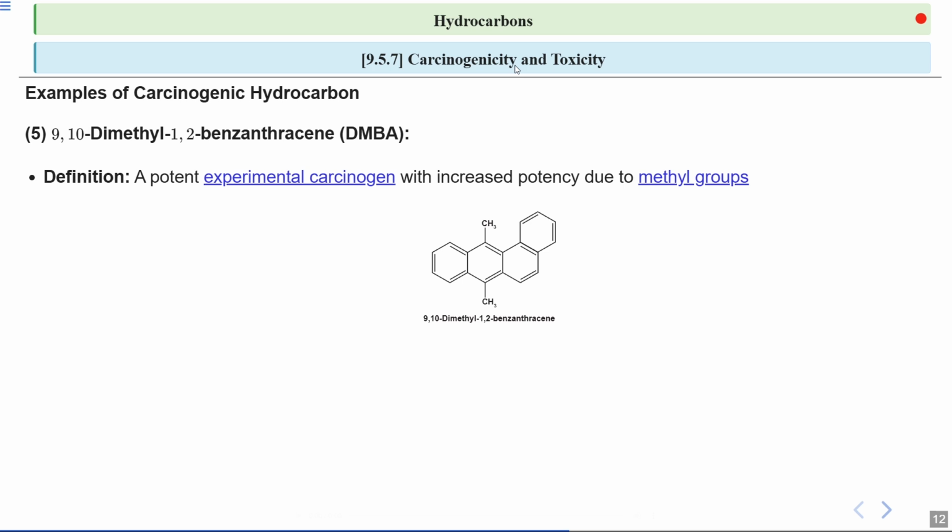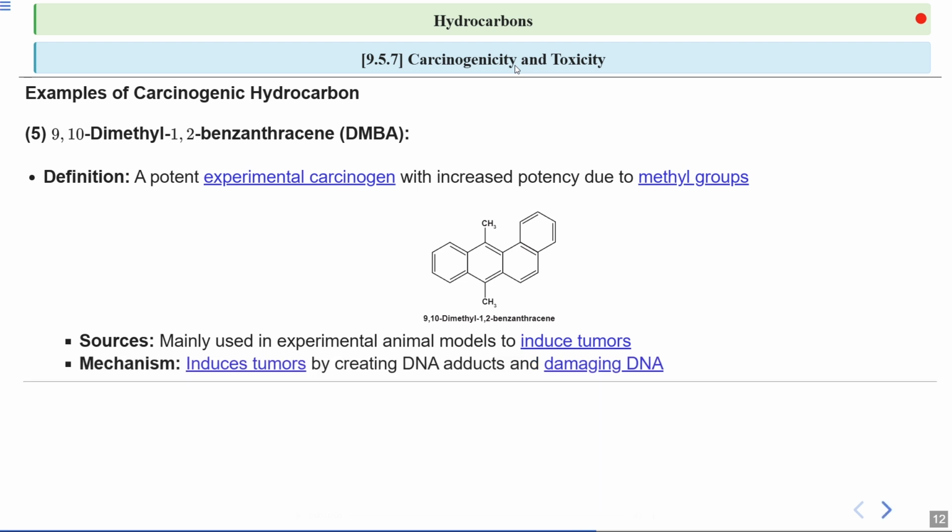Here is the structure of the compound shown. You can see that there is presence of two methyl groups. Further, let us talk about where DMBA comes from. It is mainly used in animal experiments to induce tumors, helping researchers understand cancer transformation. This means it is not something you encounter in daily life, but it is very important for scientific studies.